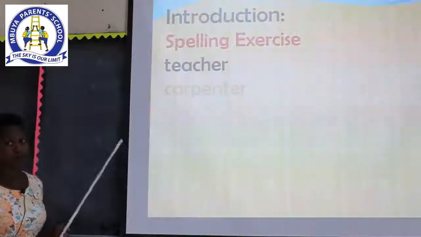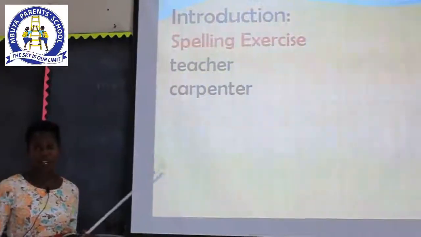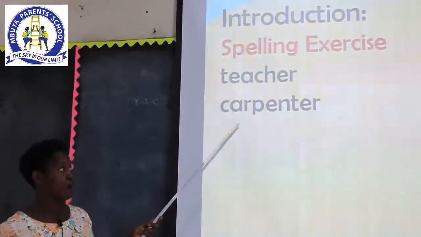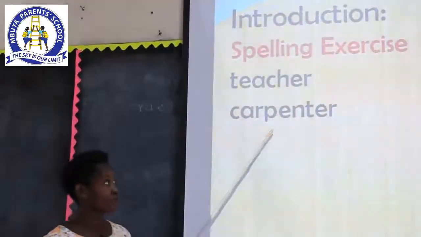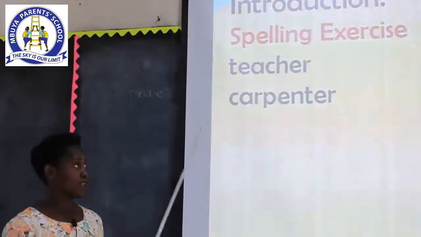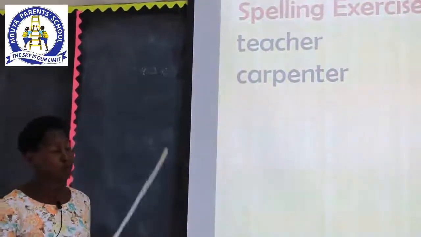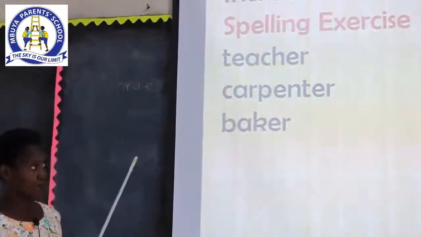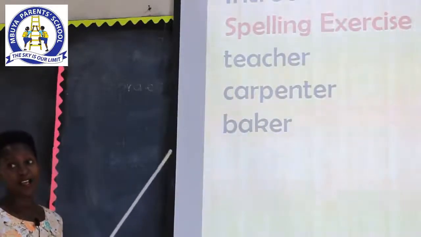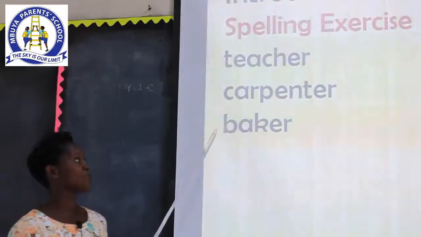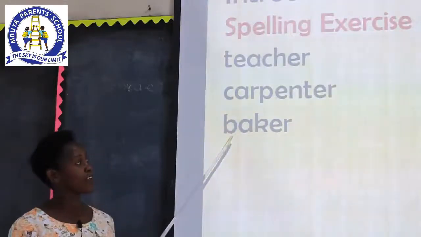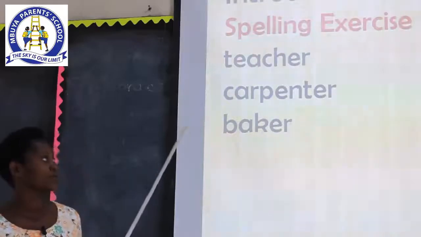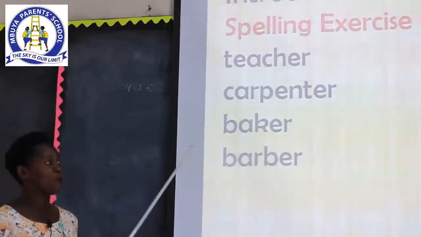The second word, I said it is carpenter. Are we there? Can we spell the word carpenter together? C-A-R-P-E-N-T-E-R. Good. The next word, I said baker. Can we spell it together once again? B-A-K-E-R. Very good.